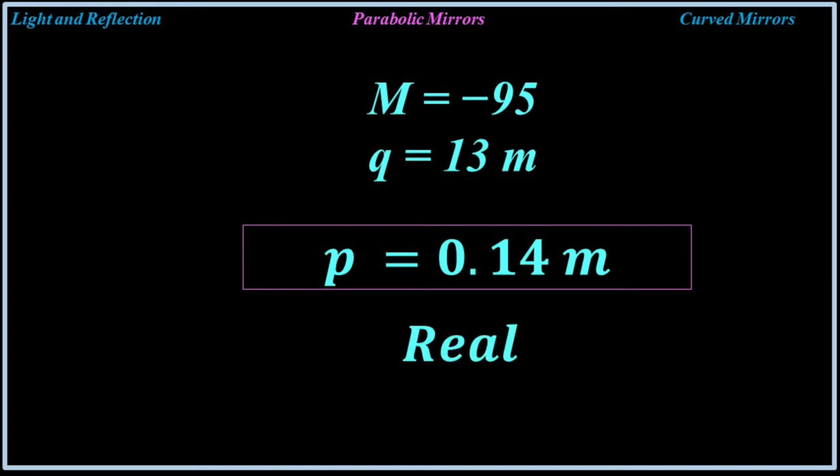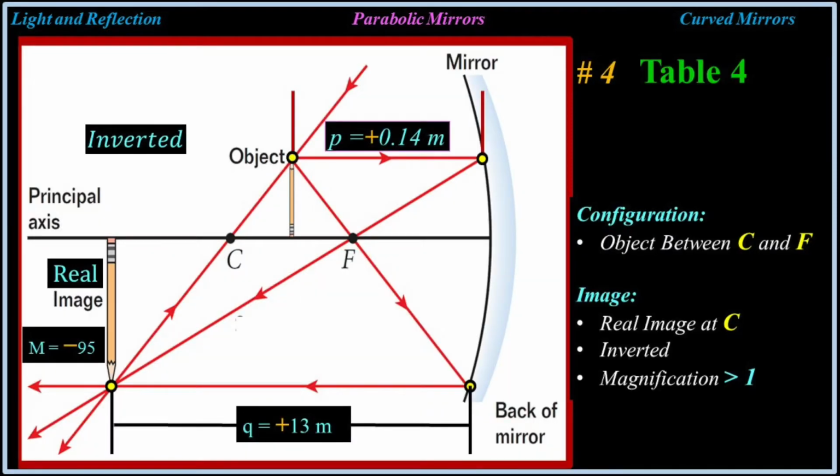So notice that M is negative 95. And here is the answer, the diagram. This is from table 4, number 4, and all of the values are written in. So it should be fairly clear. Study it carefully.